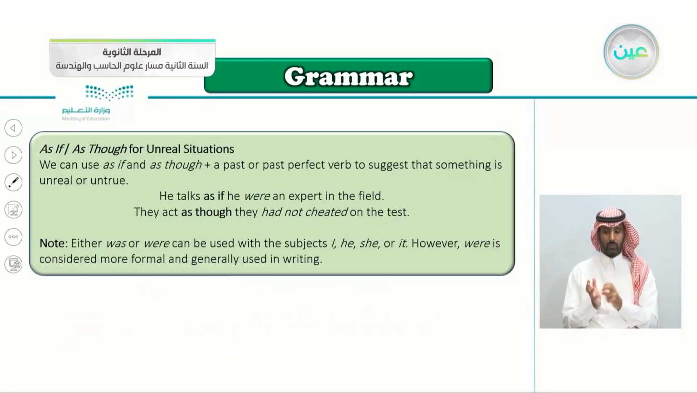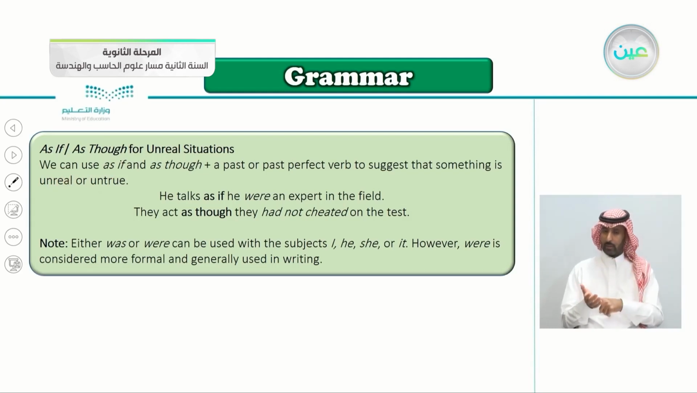Jumping on to another part here: as if, as though, for unreal situations. Unreal, from the name itself, not real. We can use as if and as though plus a past or past perfect verb to suggest that something is not true, not real, unreal or untrue.